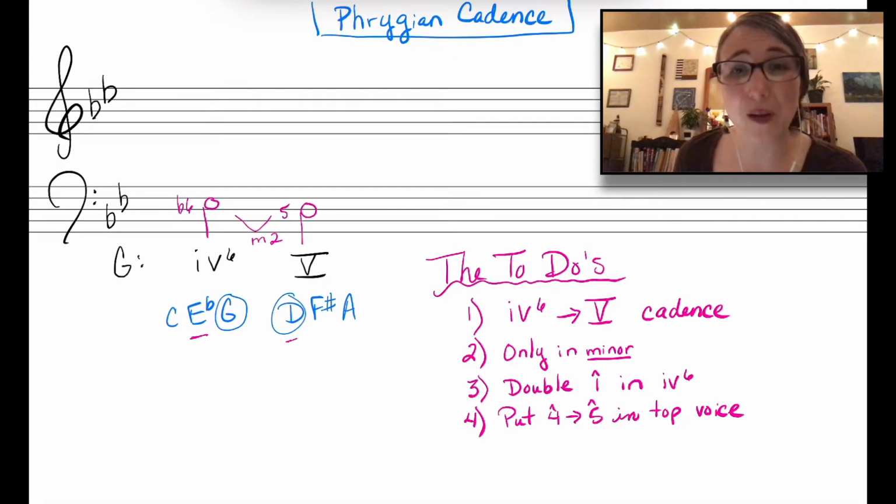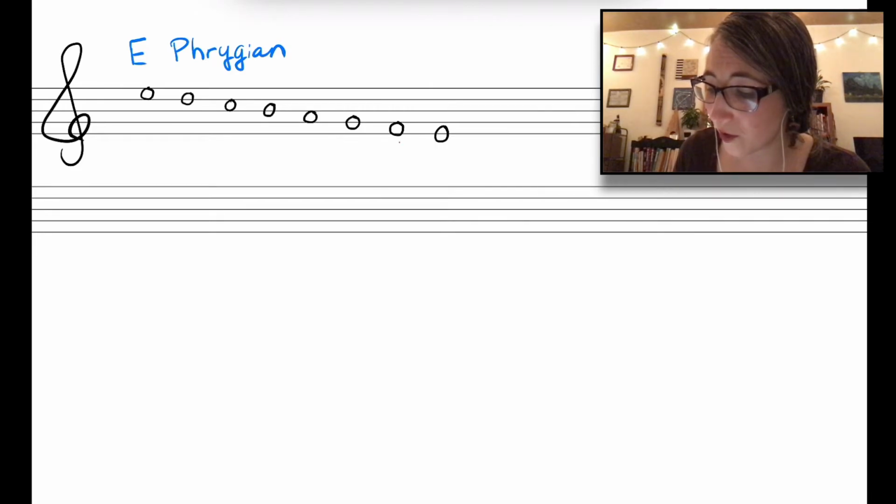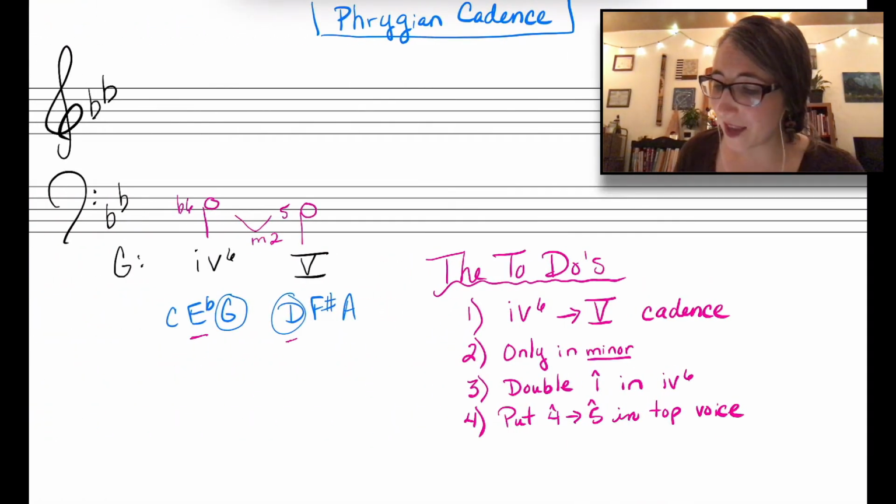So in the Phrygian mode, if you're familiar with your modes, the Phrygian mode has a half step that goes down to scale degree 1. So I've got the E Phrygian mode here, and you notice from scale degree 2 to scale degree 1, from F to E, is a minor second. So this is a pretty distinctive part of a cadence when you're working in the Phrygian mode. And so this is where the name of the cadence comes from. It's specifically that half step down.